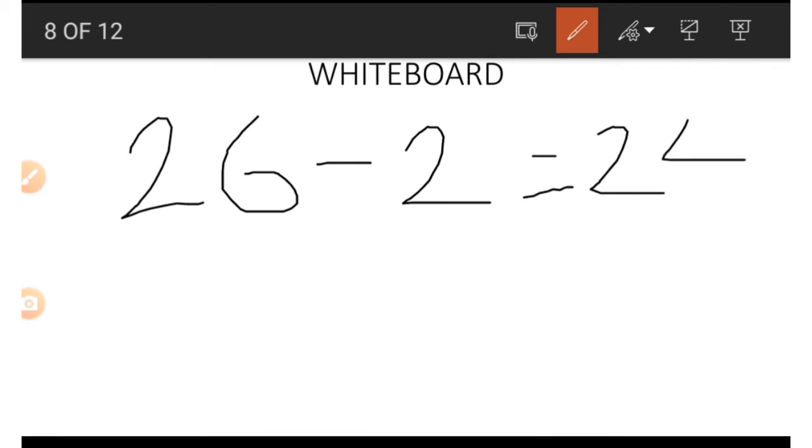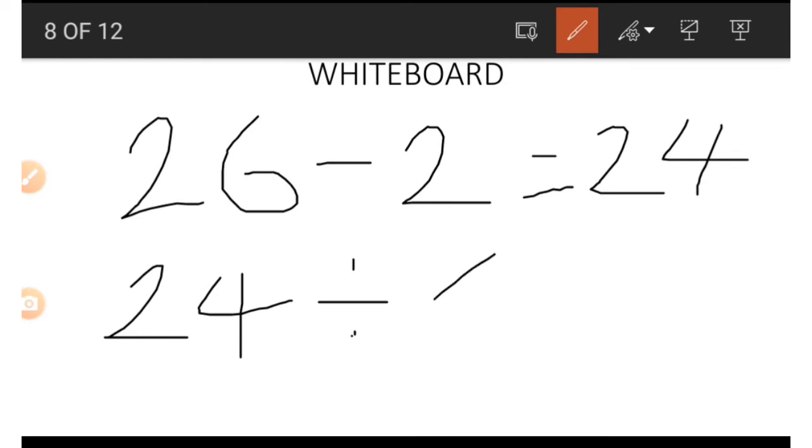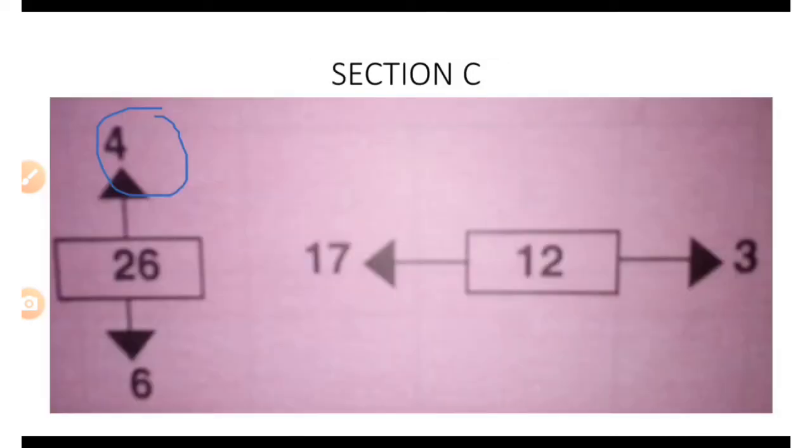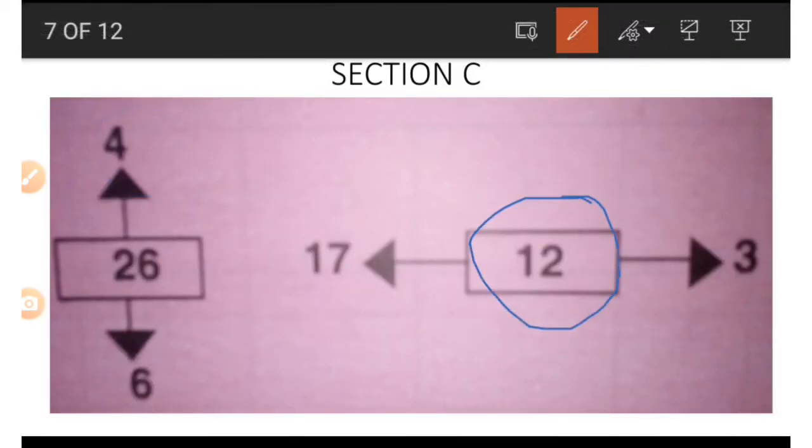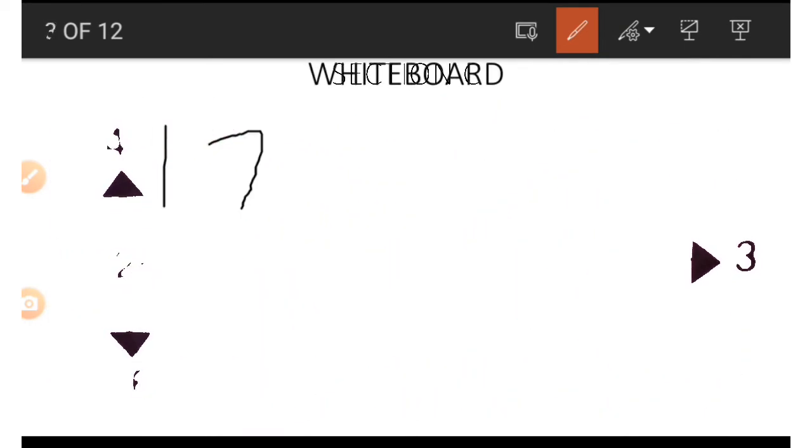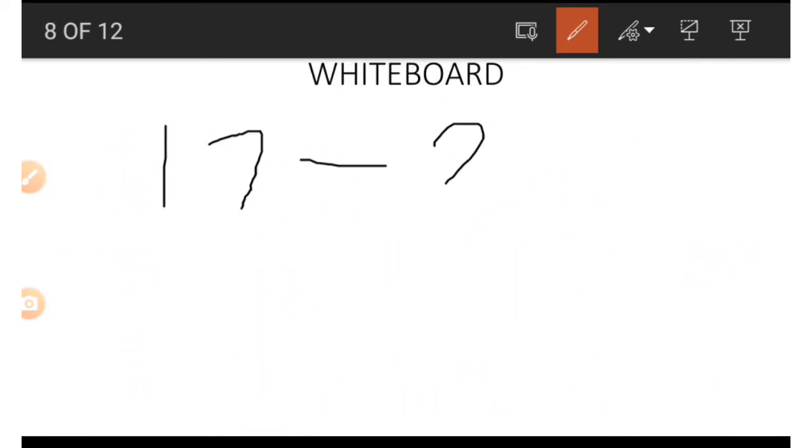So we get a 24. Now this 24 is divided by 6. When you divide it by 6, you are going to get a 4. 24 divided by 6 is 4. So that is how we can solve the vertical rectangle or arrow.